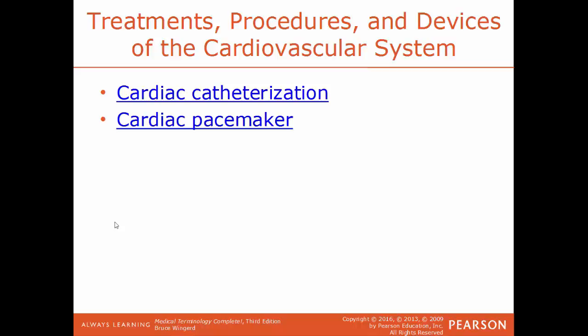Our next term here, cardiac pacemaker. This is an artificial device that's implanted into some patients whose natural pacemaker doesn't work well enough on their own. Every heart has a natural pacemaker that helps to stimulate the heartbeat. When that doesn't work properly, someone will need an artificial machine to take over that role. That's what a cardiac pacemaker does.